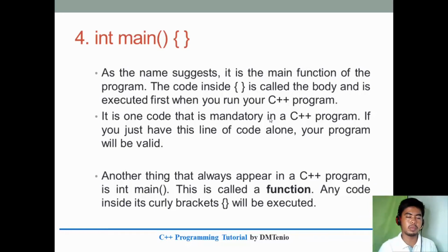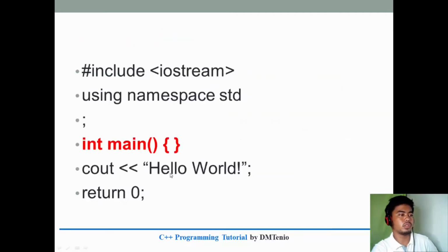Another thing that always appears in a C++ program is int main. Earlier we had the #include, then the using namespace std, and now the most common one is int main. Our C++ program will not work without int main. It will have nothing to display because int main is the first function that our program executes. Whatever is written there is what goes first. This is called a function. Any code inside its curly braces will be executed.